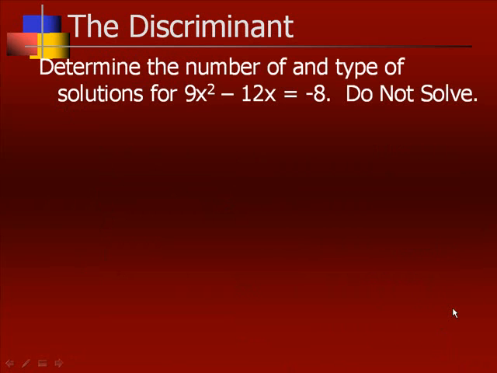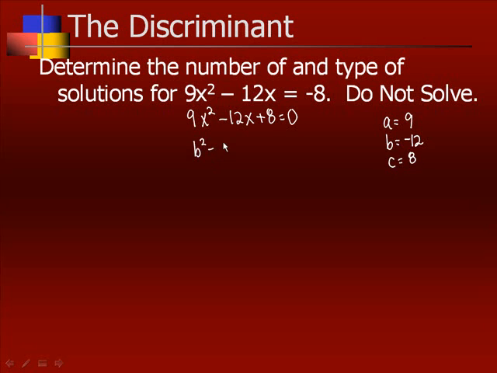So here we go. Determine the number and type of solutions for 9x squared minus 12x equals negative 8. Now notice it says do not solve. We just want to know what are we looking at. So we've got 9x squared minus 12x, add 8 to both sides, equals 0. Before you do your quadratic formula or your discriminant, you have to have it set up equal to 0. Now, a is the number in front of the square term. B is the number in front of the x term. And C is the number.